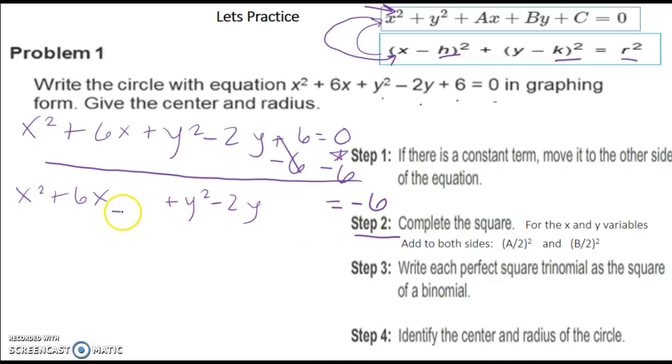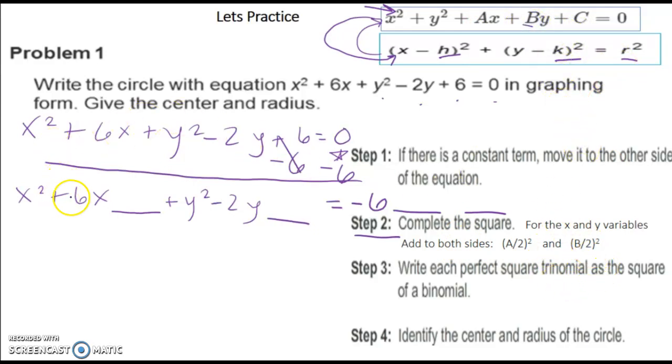So you've talked about completing the square before, but this will be a refresher. We want to complete the square for both the x and the y variables. We have to add to both sides when we are completing the square. A, as in the coefficient of the x term, divided by 2 squared, and then b, as in the coefficient of the y term, divided by 2 squared.